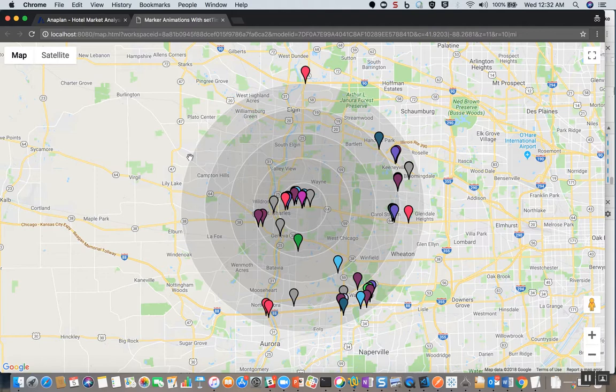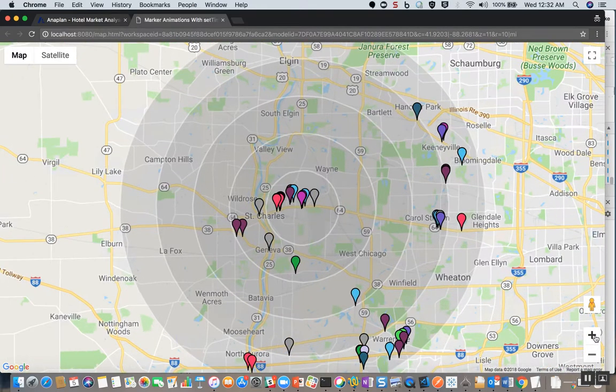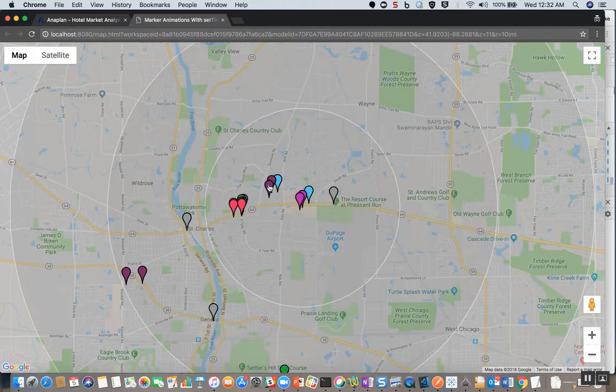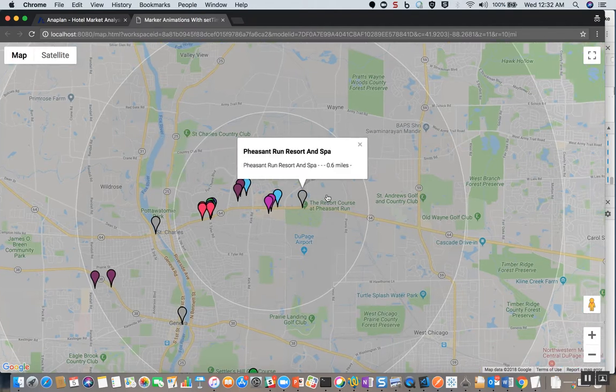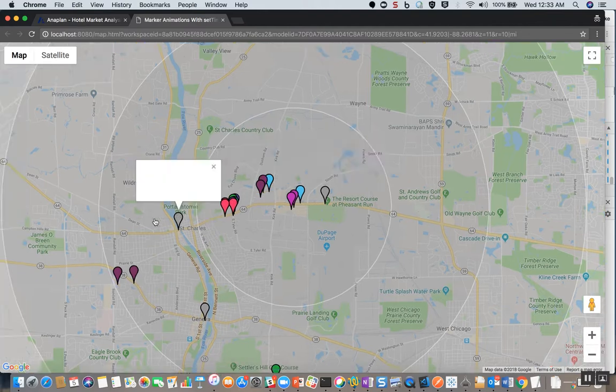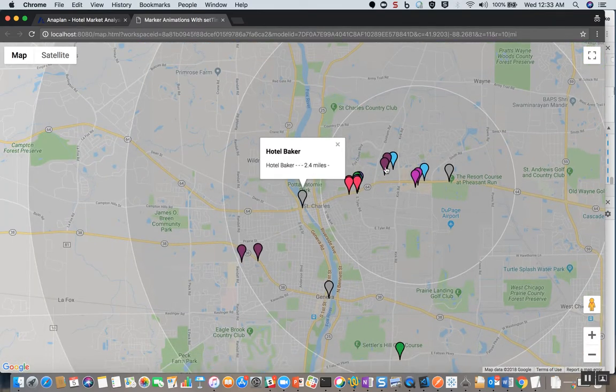much more quickly. But as you can see here, we've drawn a circle that's 10 miles in diameter around our property, which sits at the center of this bullseye, and we can do what we do in Google Maps. We can zoom in. We can see that this particular property here is the Hilton Garden Inn in St. Charles. The Pheasant Run Resort and Spa is there. Over here on the river is the Hotel Baker, an independent property. It provides information about them where it's known.